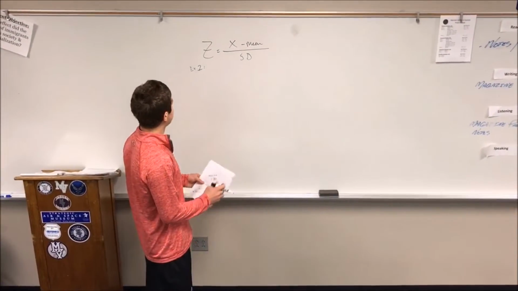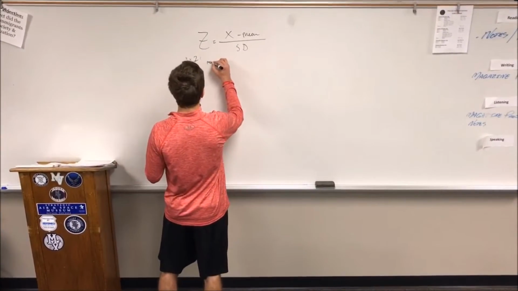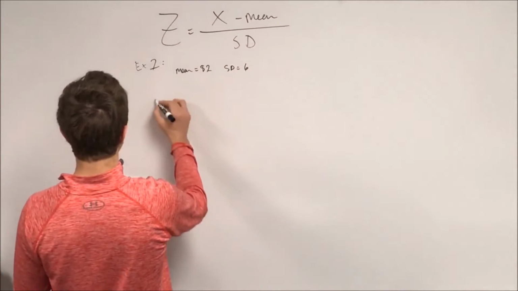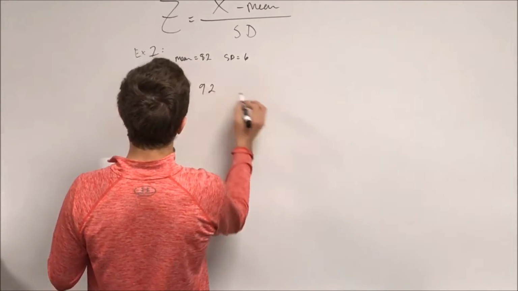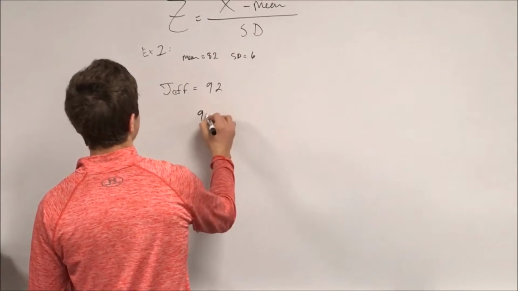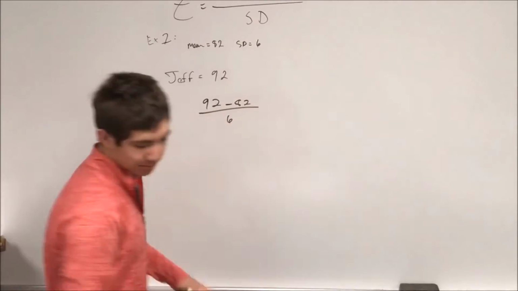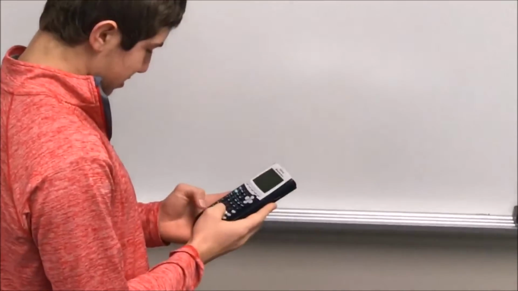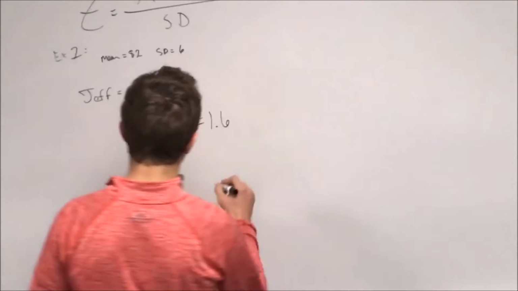The first example we're going to do is a test that was taken by two people, with a mean of 82 and a standard deviation of 6. The first person that took the test was Jeff, and his x value was 92, which is what he got on the test. So we would do 92 minus 82 over 6. Calculate that real quick, which equals about 1.6 repeating.